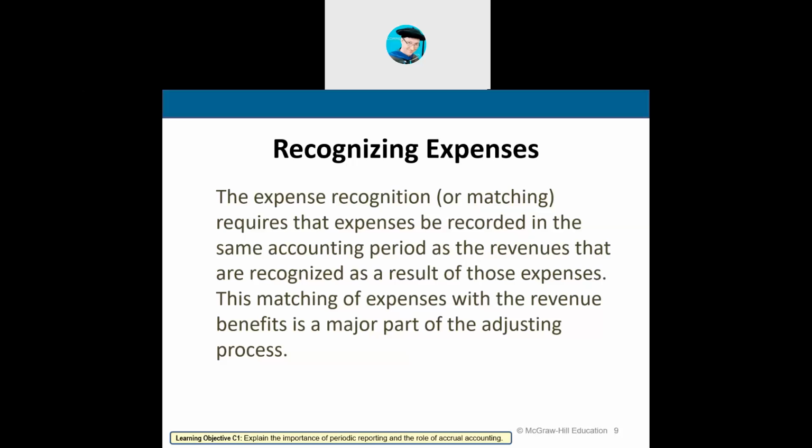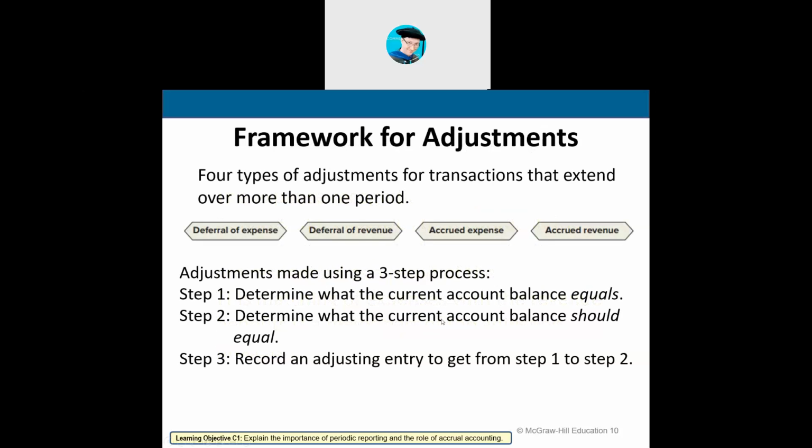I would record that expense for the month of July using an adjusting entry because I need to match the expense with the revenue. That's called the revenue recognition principle, or the matching principle. So we match revenues with expenses during the month that they happened, and the way to do that is through an adjusting entry. We're going to talk about that. It's all about adjusting entries.